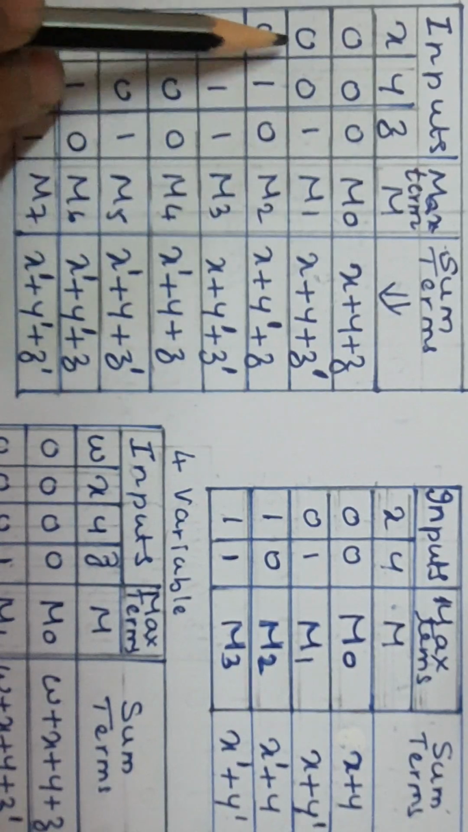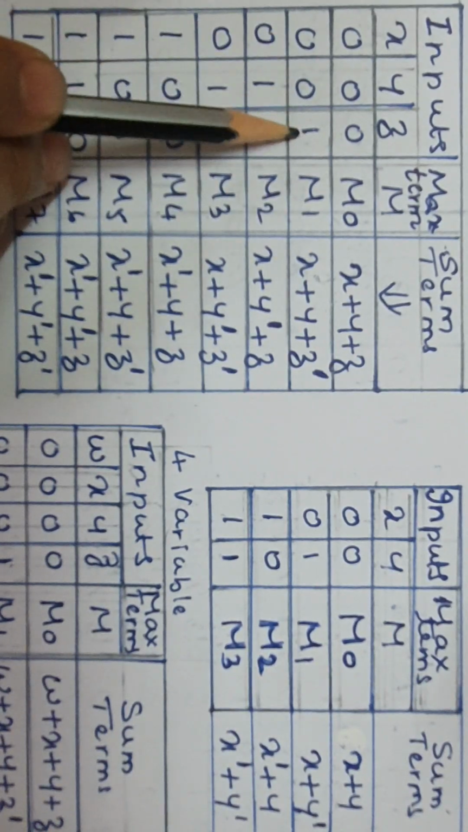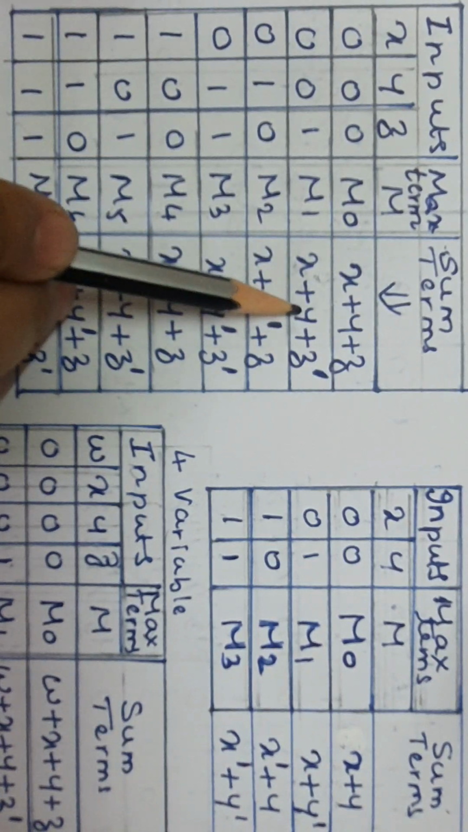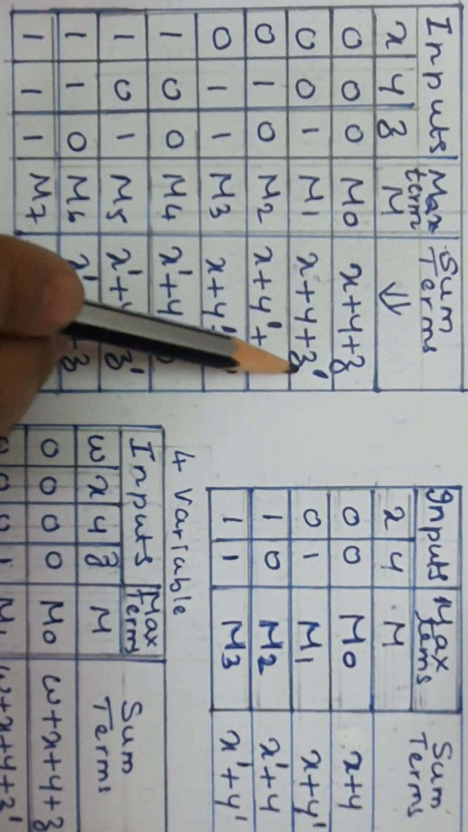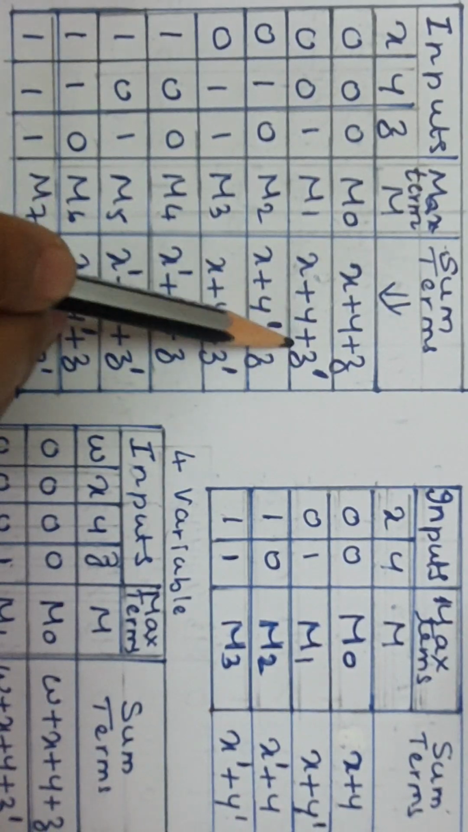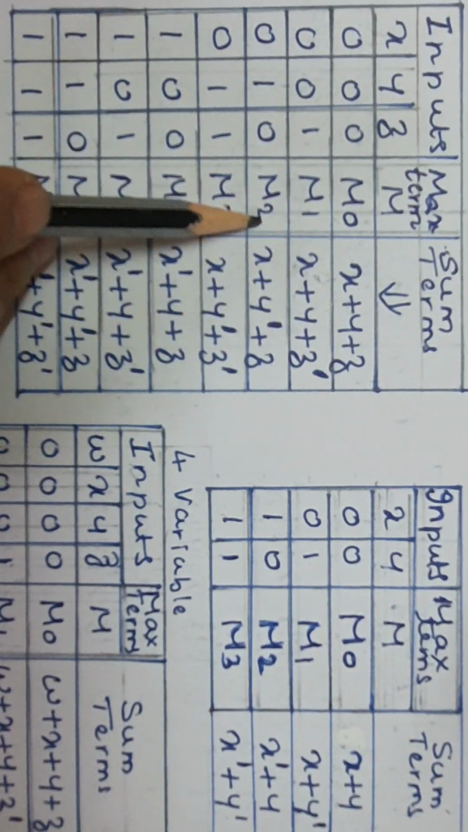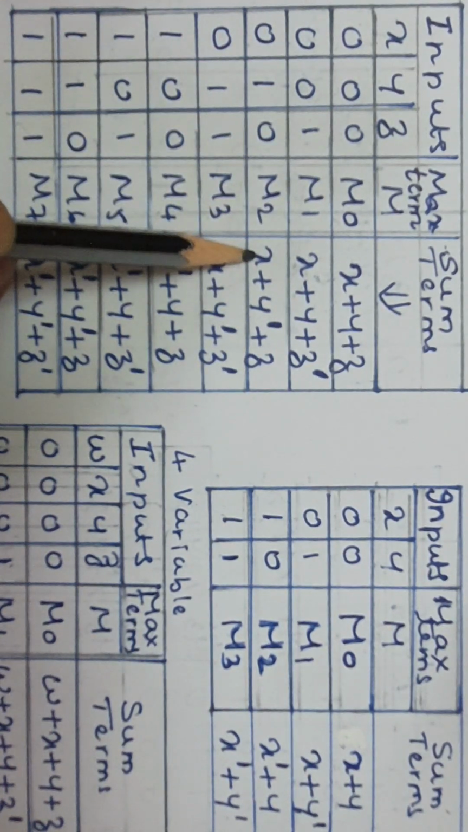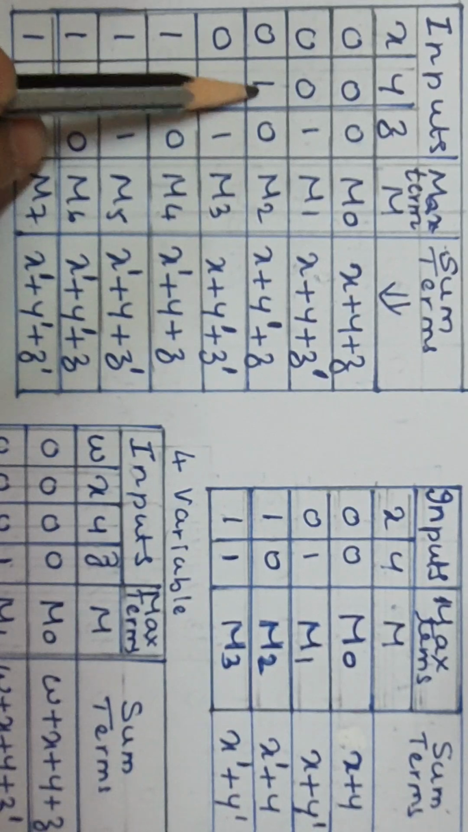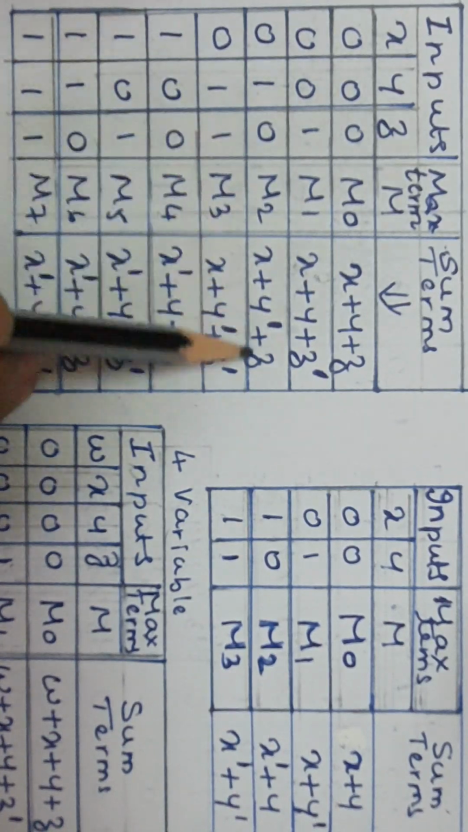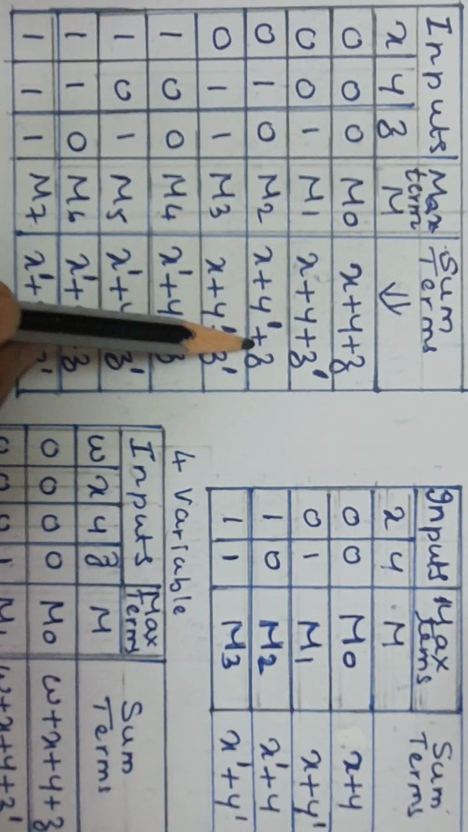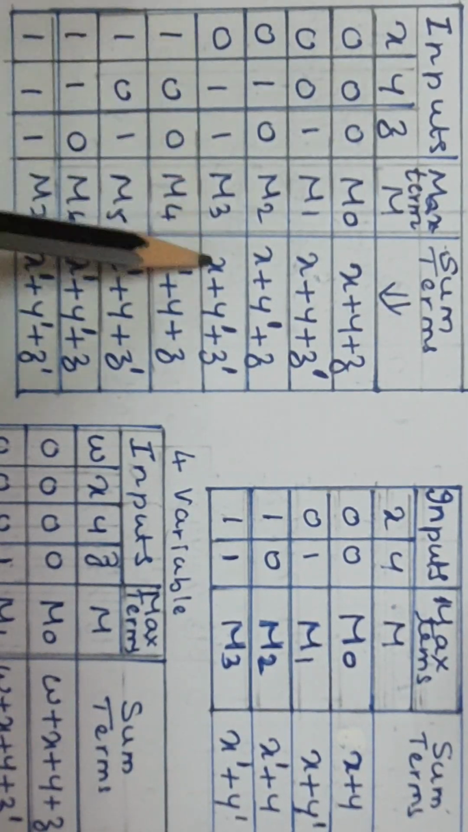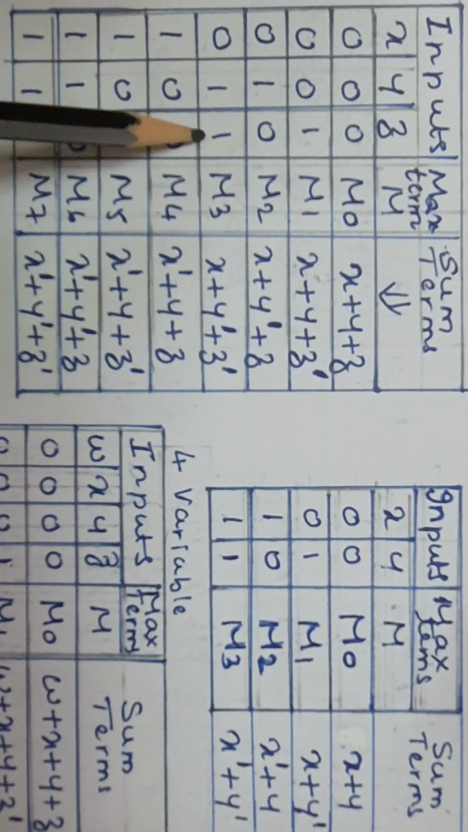So M1 means x is 0, y is 0, z is 1. Hence x is written as it is, y as it is, and z is 1, so that is written as z dash, with a plus sign in between. Then M2: 0, 1, 0. X is 0 means x as it is, y is 1 so y dash, z is 0 means z as it is, with a plus sign in between. Next M3: 0, 1, 1. So x as it is, y dash, z dash.